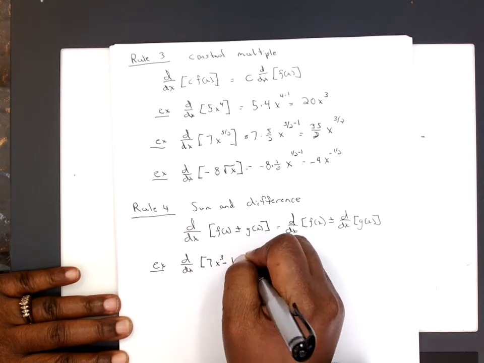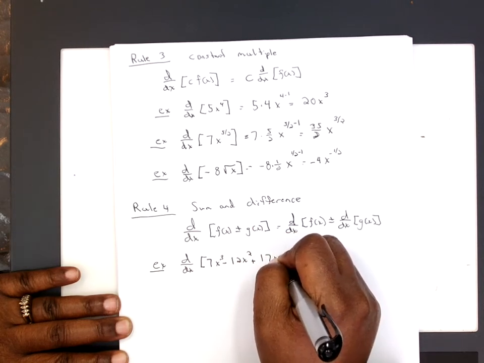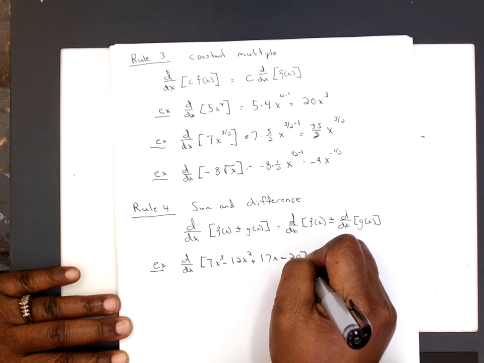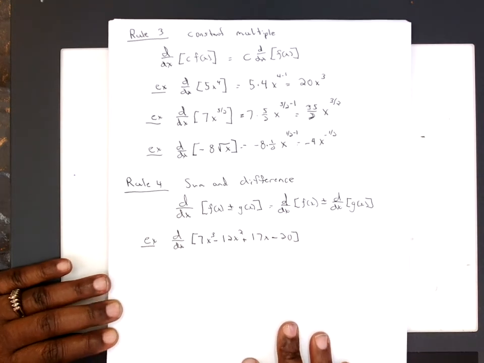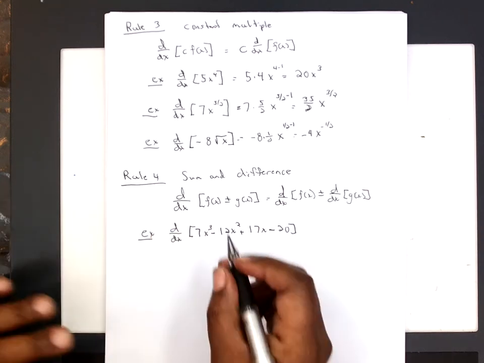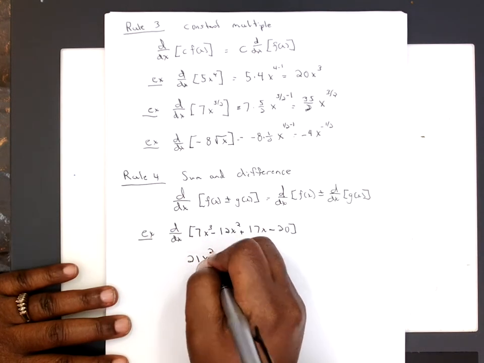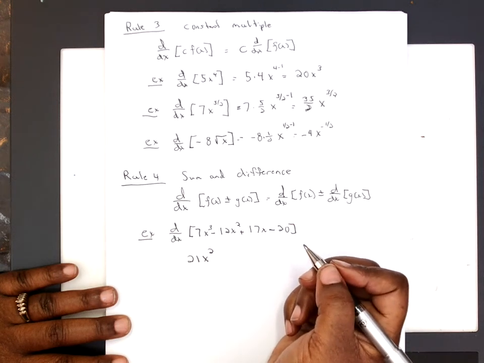So I have 7x cubed minus 12x squared plus 17x minus 20. So first, looking at the 7x cubed, that 3 gets multiplied out front, so we get 21x, and then it becomes squared because I subtracted 1 from that exponent.